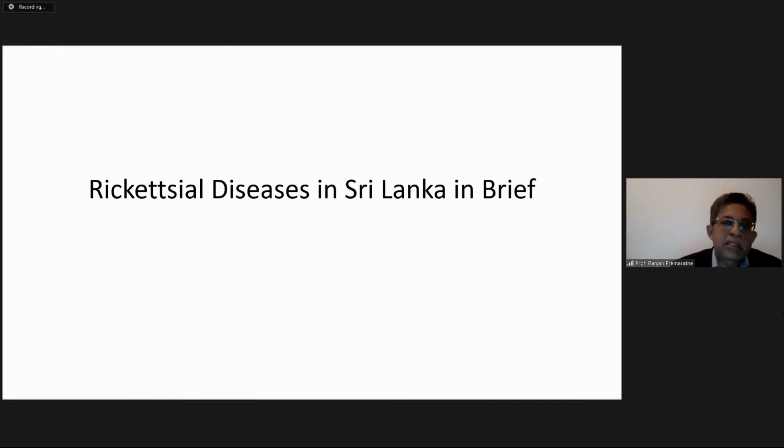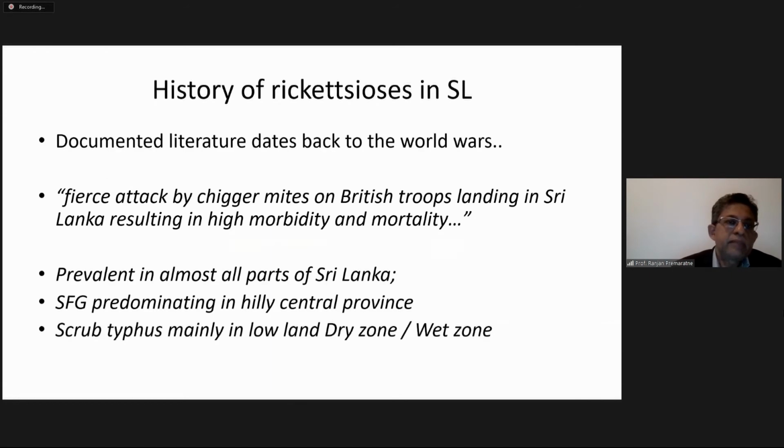Then going to the rickettsial diseases very briefly in Sri Lanka, the documented literature dates back to the World Wars, as I said initially, because if you read through, you will find that there had been a fierce ground attack by chigger mites on British troops landing in Sri Lanka at that time, causing high morbidity and mortality. And this, in fact, had been a very, very scary situation at that time. Then the infection is prevalent in almost all parts of Sri Lanka. However, spotted fever is predominating in the hilly central province and scrub typhus mainly in the lowland, dry or wet zones.